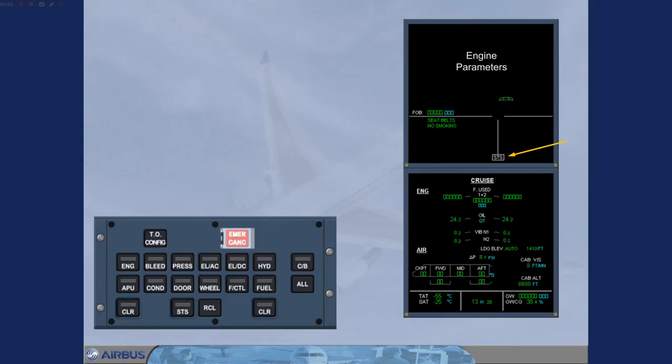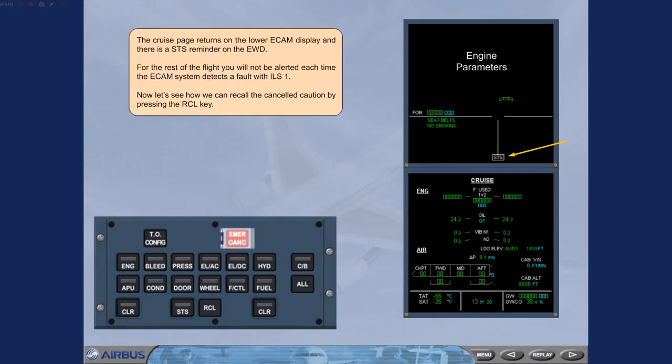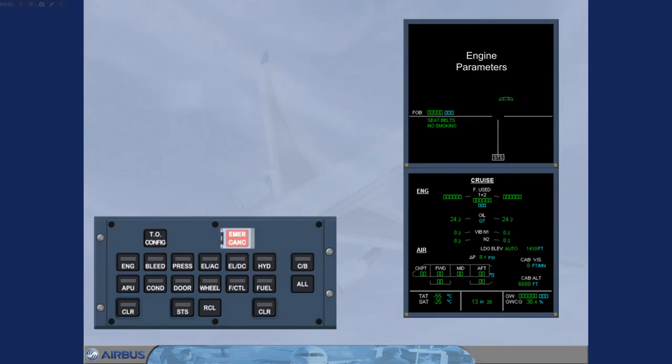For the rest of the flight, you will not be alerted each time the Ecam system detects a fault with ILS1. Now let's see how we can recall the cancelled caution by pressing the recall key. If you press and hold the recall key for more than 3 seconds, the suppression function is removed. The original caution will reappear if the fault is detected.